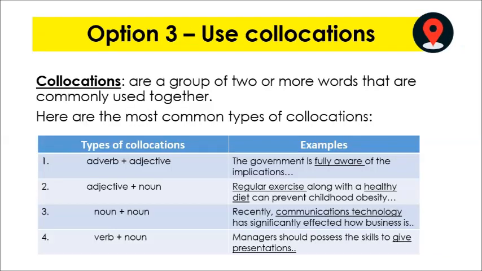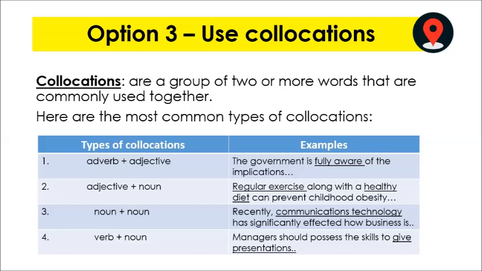Now let's take a look at option number 3, using collocations. Like I mentioned before, collocations are a great way to enhance your writing, and if you study several collocations by the topic, you have a greater chance of attaining a higher band score. Let's take a look at the most common types of collocations. So these are the 4 that I'm going to be choosing: adverb plus an adjective.